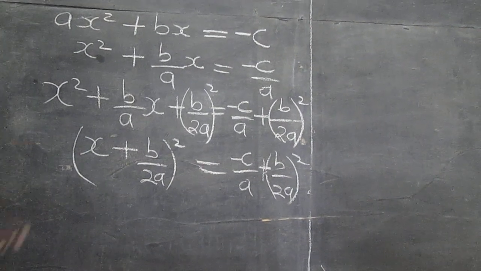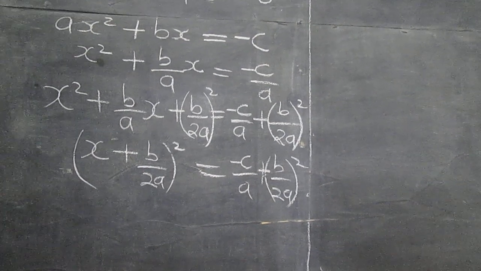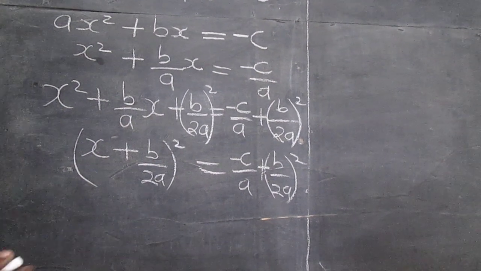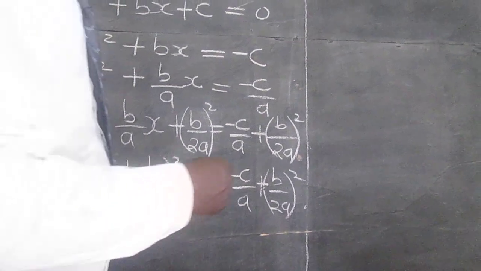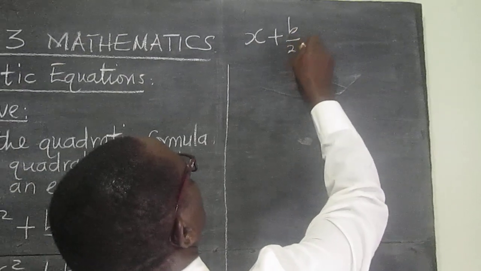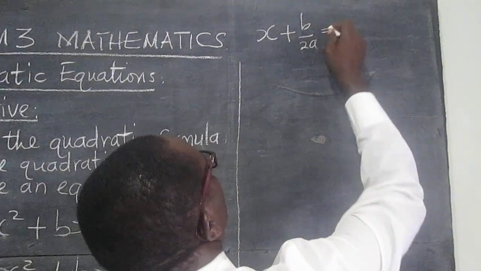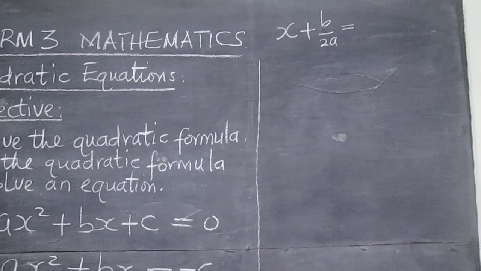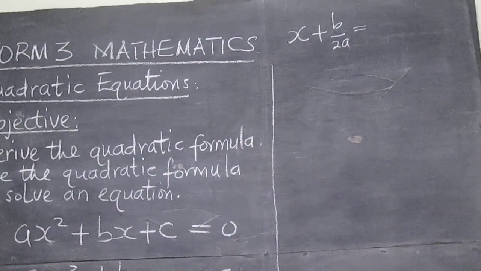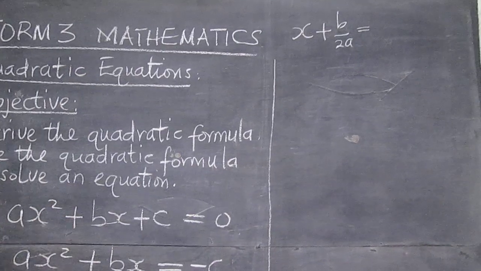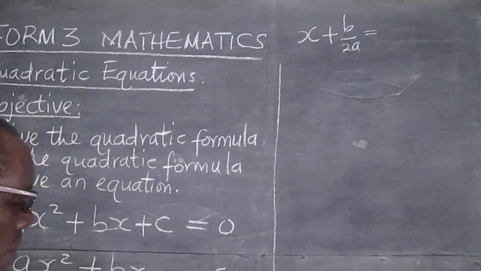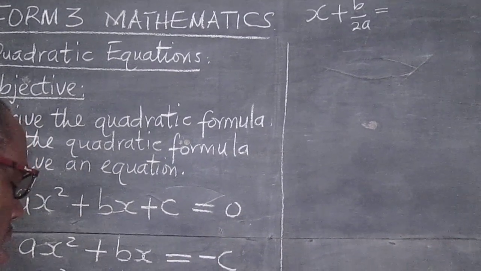What remains now is to simplify our expression so that we are able to remain with x only. So we can move to the other side so that we have x plus b over 2a equal to, remember we are going to now get the square root of this one, so that we are left with x plus b over 2a, which is there. And on the other side, we also get the square root, and we need to remember that the square root has both plus and minus.